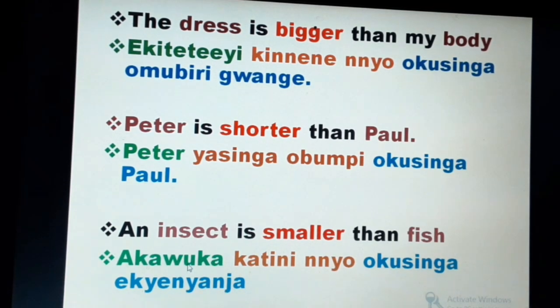So an insect is akawuka, fish is ekyennyanja. Hope you've noted that.